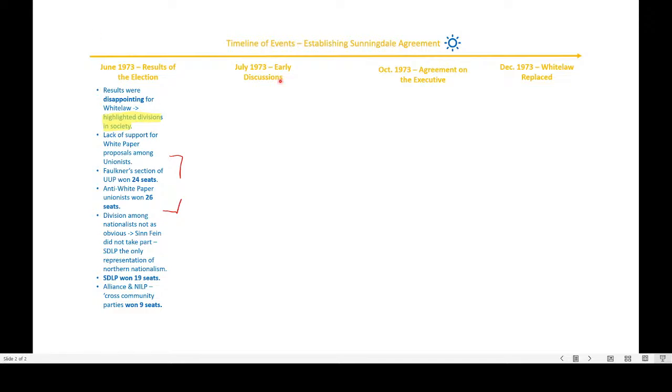So following on from the results of this June 1973 election, we see early discussions take place as the Assembly looks to establish this Sunningdale Agreement.